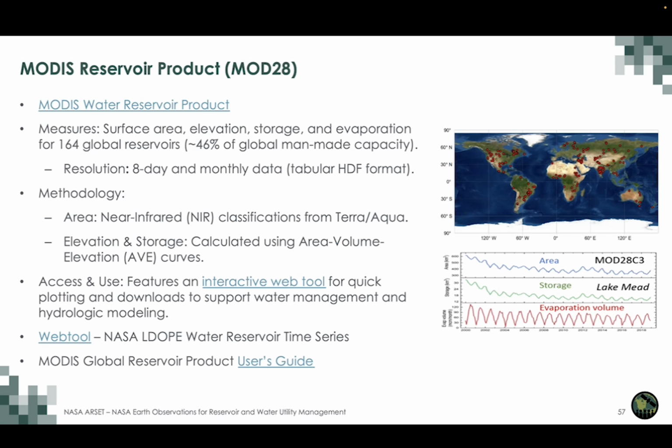The data is provided in 8-day and monthly tabular formats. Having accurate, regular updates on factors like evaporation and storage is essential for constraining mass balance in our hydrologic models and making confident long-term water supply decisions. To make this data highly accessible, NASA provides an interactive web tool through the LDOPE portal. This allows water managers to quickly plot time series data and download exactly what they need without processing raw imagery. I've included hyperlinks on this slide to both the web tool and the user's guide, so you can easily pull this data into your own reservoir management workflows.